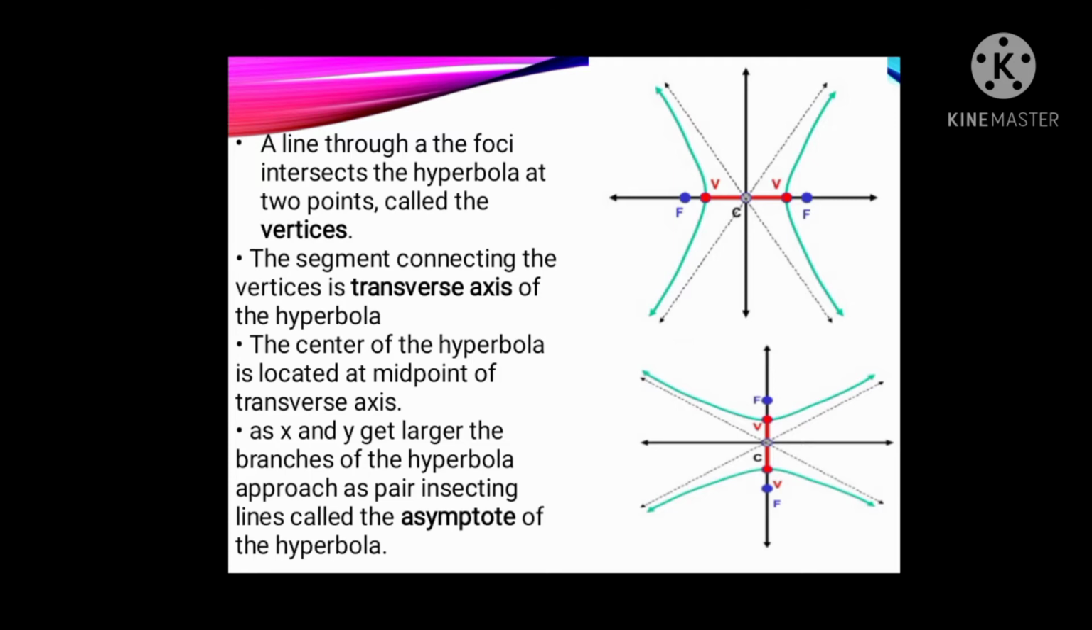As x and y get larger, the branches of the hyperbola approach a pair of intersecting lines called the asymptotes of the hyperbola. So these are the asymptotes. Remember, asymptotes are of two kinds, the negative asymptote and the positive asymptote. And this F is the focus, and the two of them are the foci.